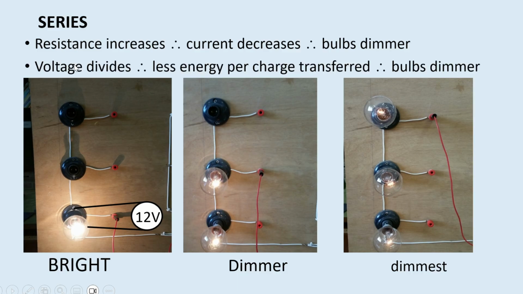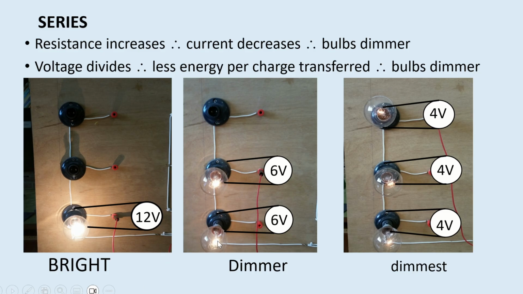But one can also use the voltage argument. That's energy. The energy per charge that's converted to light as it moves from there to there is 12 volts. But here, the 12 volts is divided between 2 of them, and that's why it's 6 volts each. 6 volts means less energy per charge is converted moving from one to the other. And when we have 3 in series, then the 4 plus 4 plus 4 adds to 12 volts. So there's less energy converted per charge as it moves through each, and therefore it's also dimmer. So either of these arguments works.